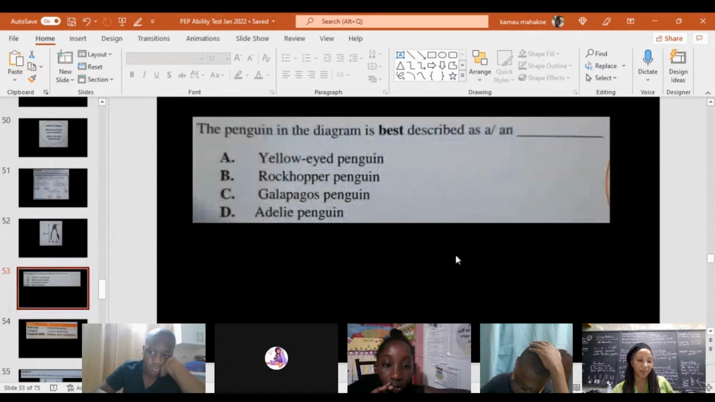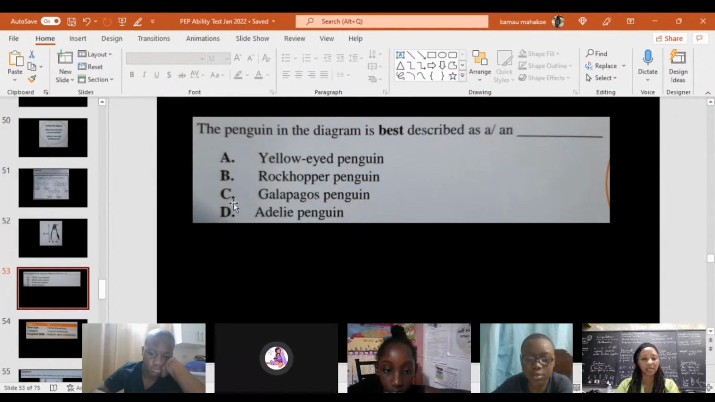All right, so the penguin in the diagram is best described as a or an. Which one? So it's the Galapagos, right? Galapagos penguin is C. So we followed the arrows, we answered the questions, and it led us to the Galapagos penguin.